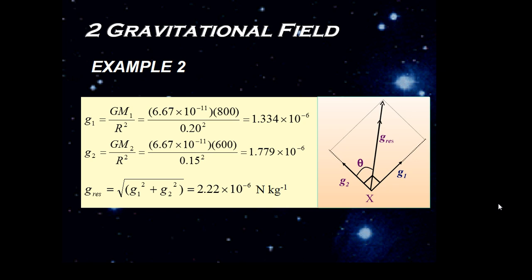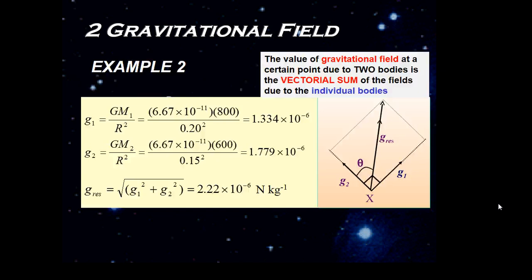Okay, and there's a little box that I gave you, right? It says that these are perpendicular. That's why I can directly use Pythagoras theorem. If they are not, you have to use what you've learned in vectors to resolve them. Okay, so add in this line of G resultant, and angle theta.